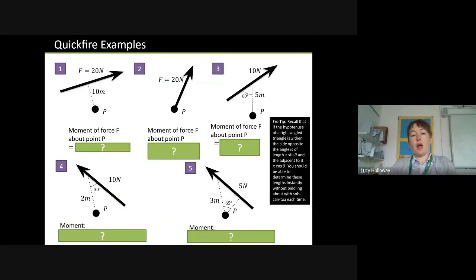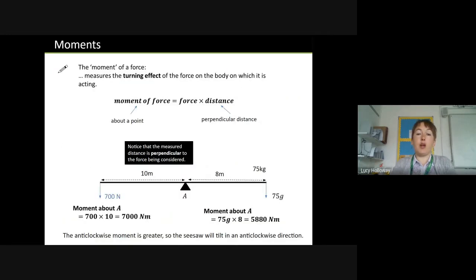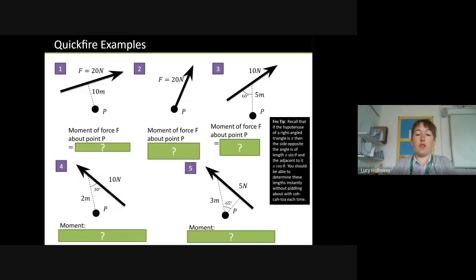So last thing, why don't you pause the video, see if you can use the equation, I'll just put it there again, that the moment is force times distance. See if you can figure out what's under the green boxes. Press play when you're ready for the answers.